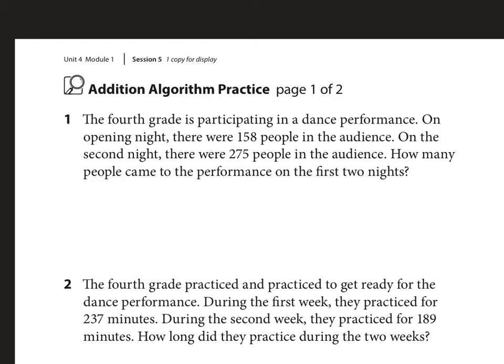Well, right away I see that I've got two numbers. There were 158 people in the audience on the first night, and on the second night, there were 275 people in the audience. And what they want us to find is that question at the very end. How many people came to the performance on the first two nights? So I want to know all together how many people came on these two nights. So I'm going to be adding these two numbers.